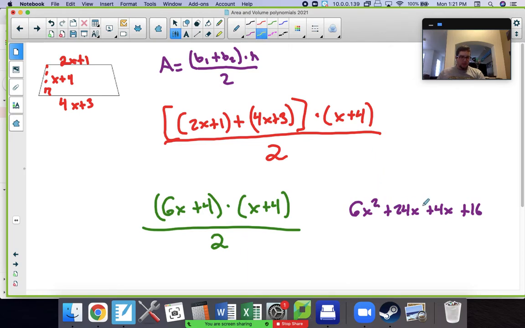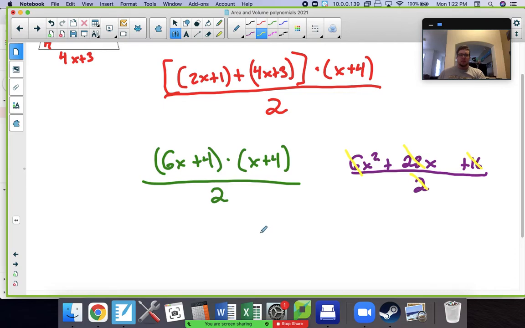Add our like terms together in the middle. I'm going to do that right here. I'm just going to erase this and write it in. And we get 28x. All of this still has to be divided by 2. And every single piece of the polynomial gets divided. So the 6 is divided by 2. The 28 is divided by 2. The 16 is divided by 2. Everything's cut in half to give us our final area of 3x squared plus 14x plus 8.